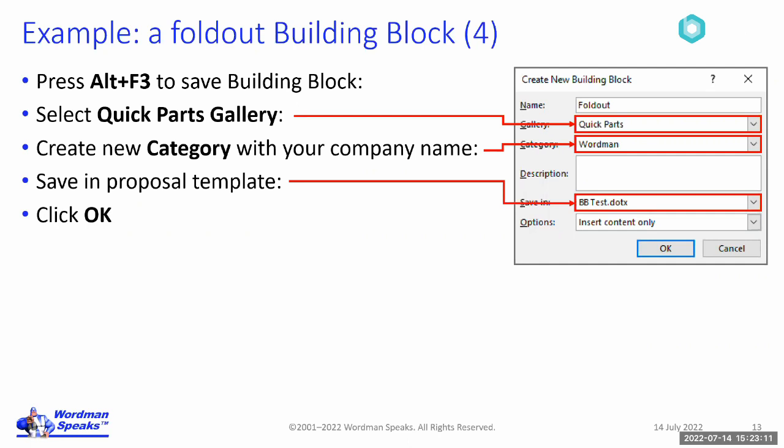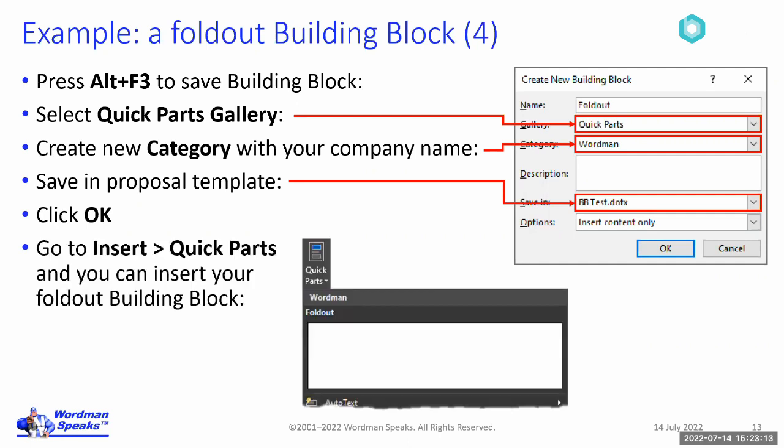Okay. And then when I go to insert Quick Parts, now you can see there's the Wordman category and underneath is the fold out. So literally I click on that and pop, in it goes. Okay, in goes my fold out. Pretty simple. Just remember that Alt F3. Okay, that's it. That's all you've got to do. It's pretty simple. But remember, it can only be saved in the template, not in the document.